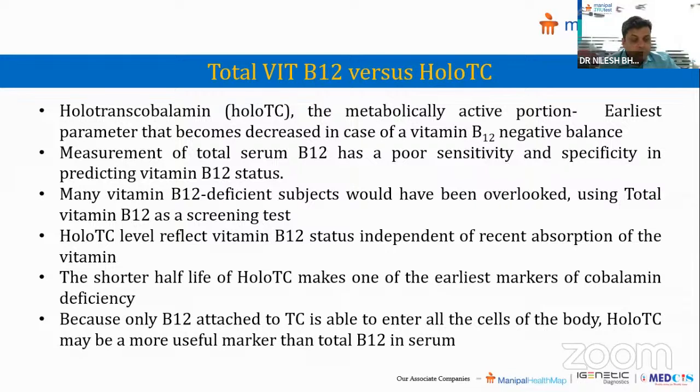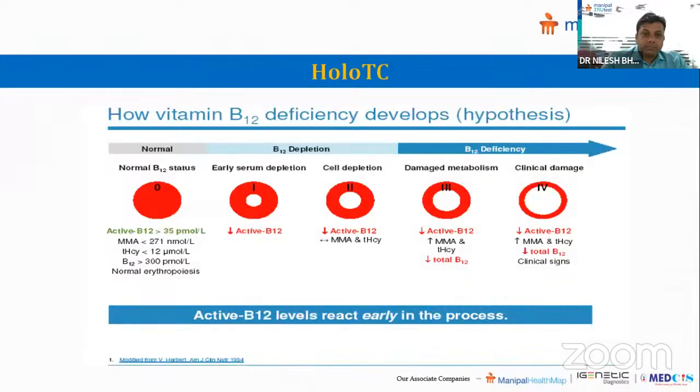And remember one thing, only B12 which is attached to transcobalamin is able to enter the cells in the body. HoloTC is the more useful marker than total B12 in the serum. So actually how the B12 deficiency developed, this is like the recent hypothesis.